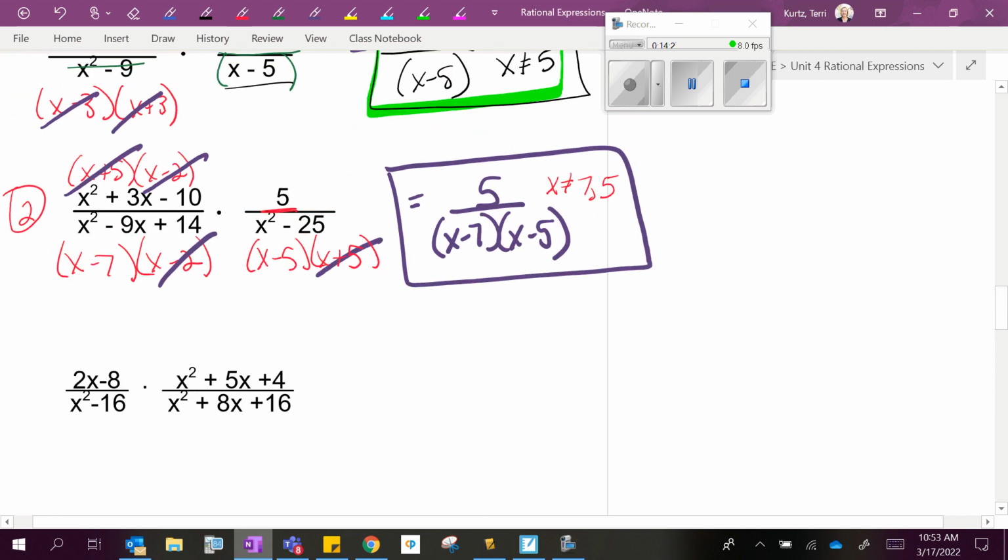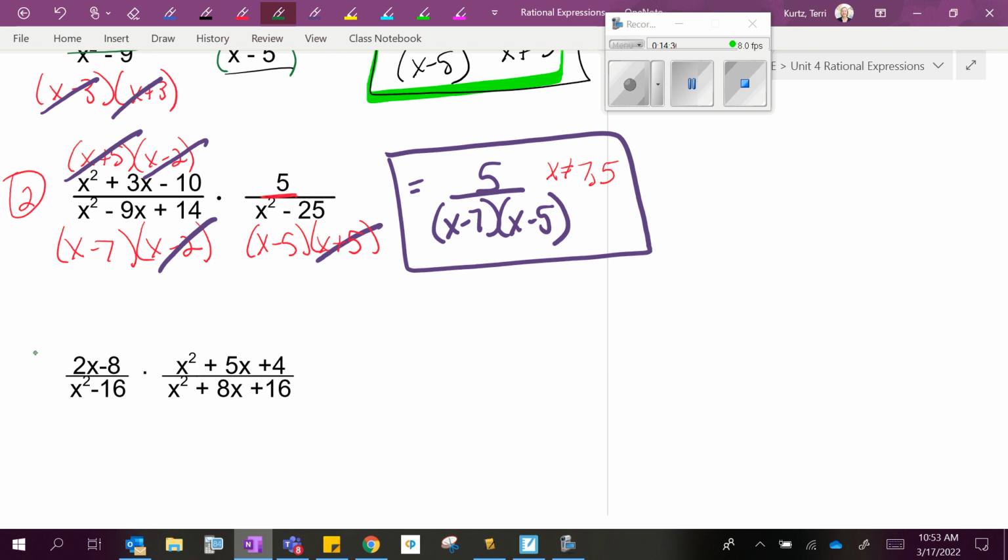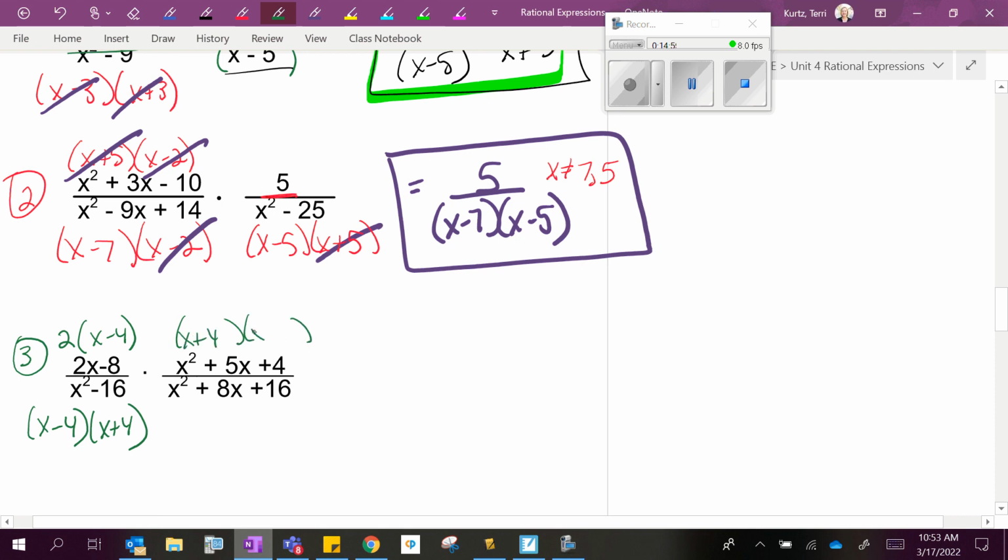Now let's just do one more. Come down next, number 3. Again, first I'm going to simplify everything. So I'm going to take out this 2, and I get x minus 4. X squared minus 16 is x minus 4, x plus 4. I look over here, and I factor x squared plus 5x plus 4, I get x plus 4, x plus 1, and x plus 4, x plus 4.